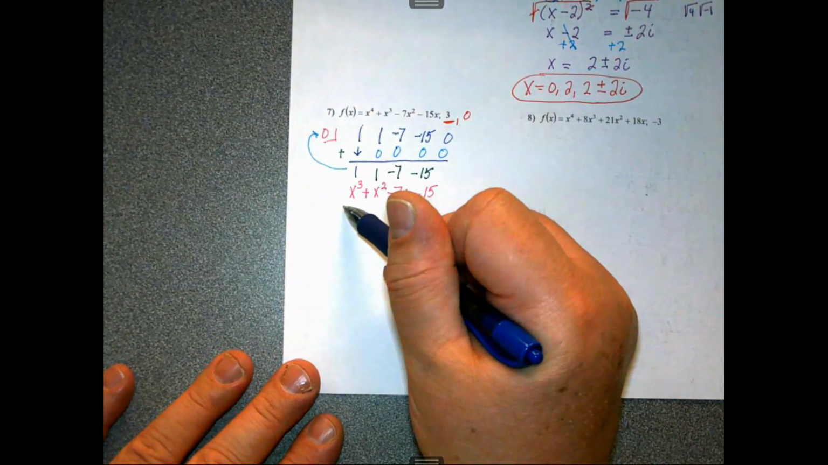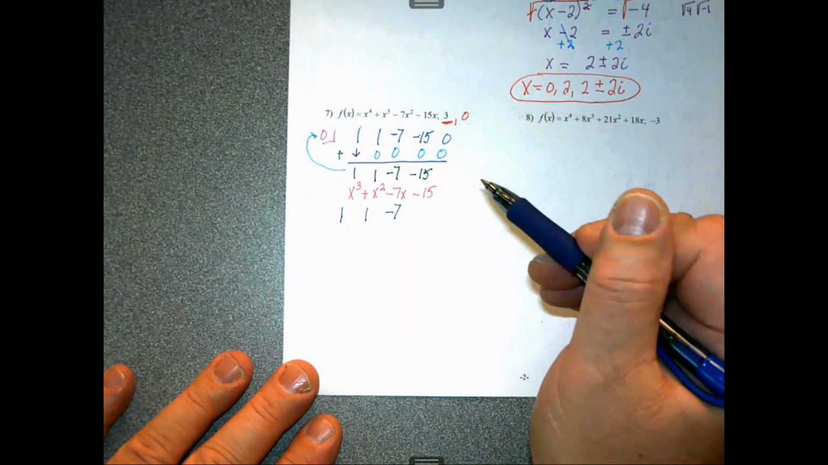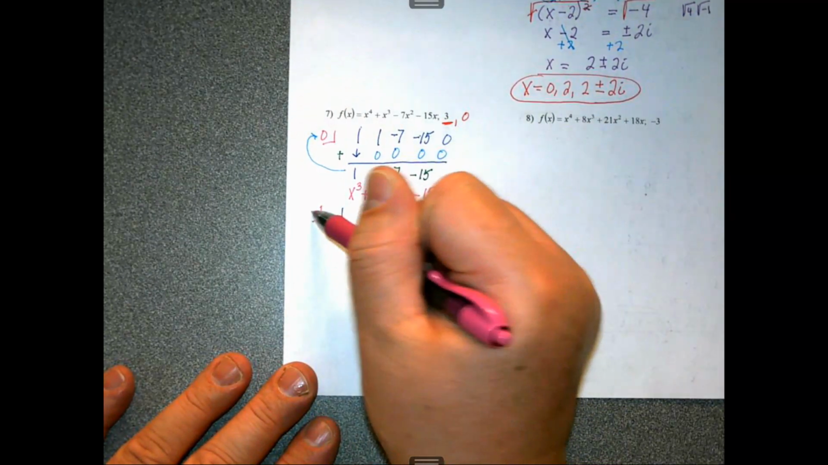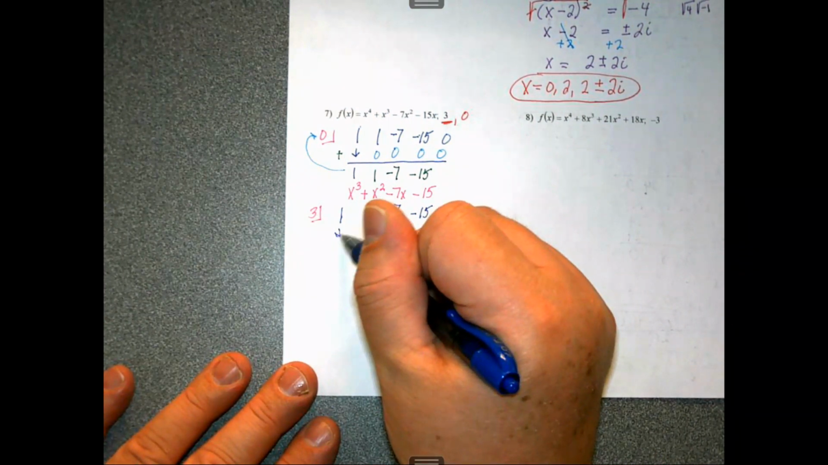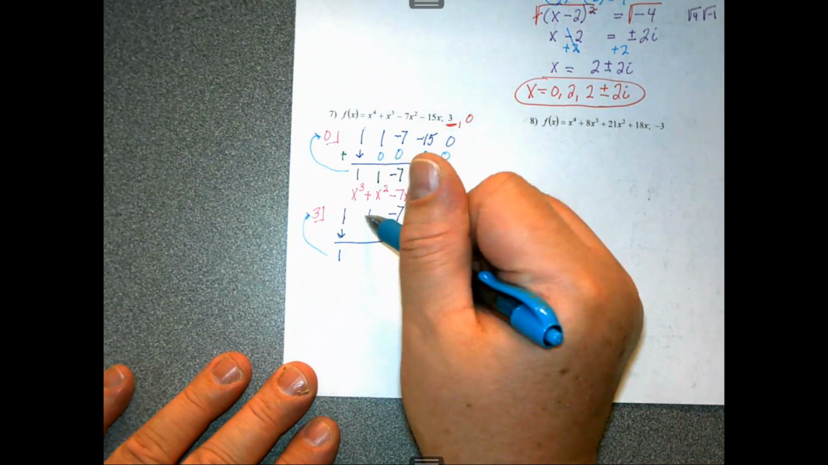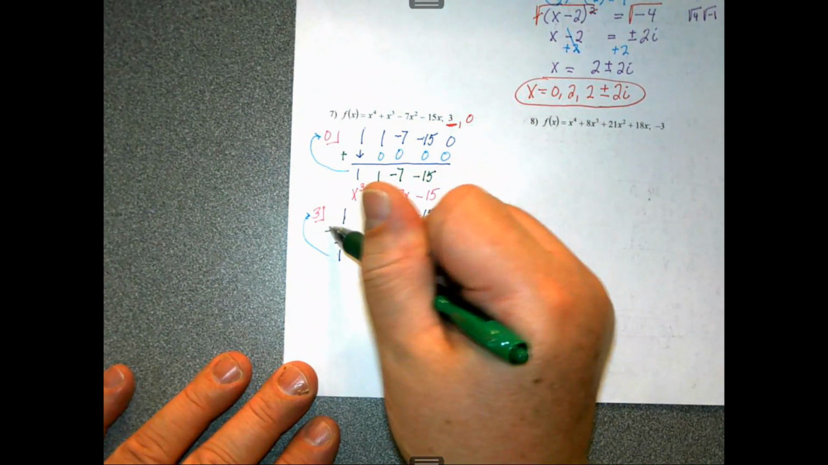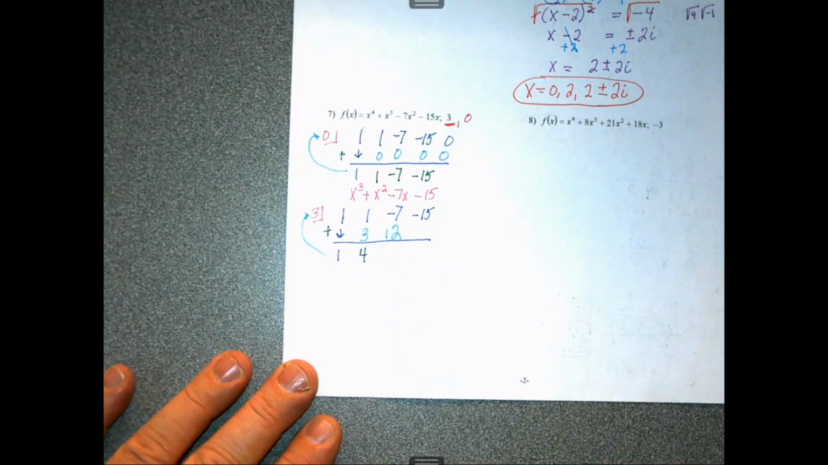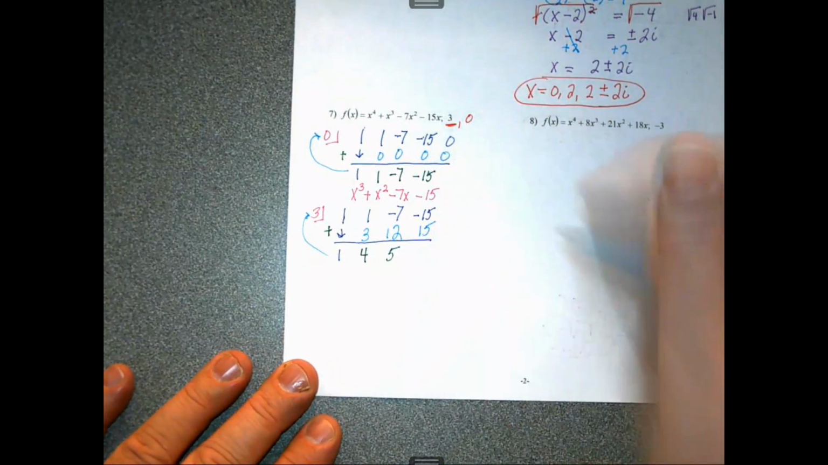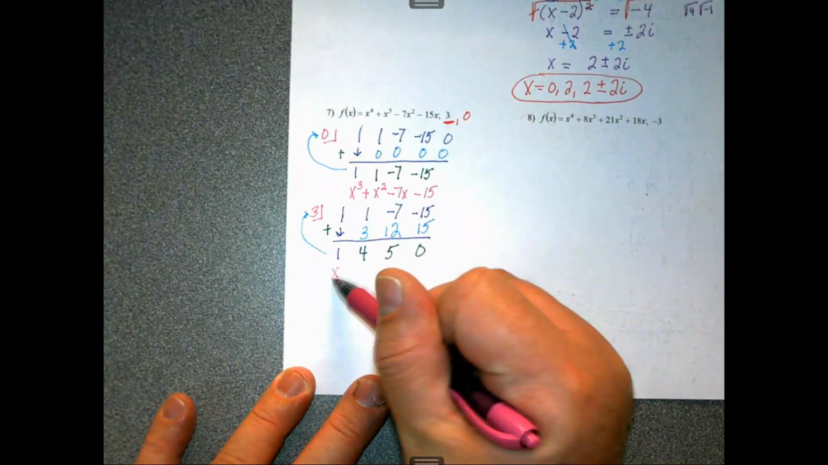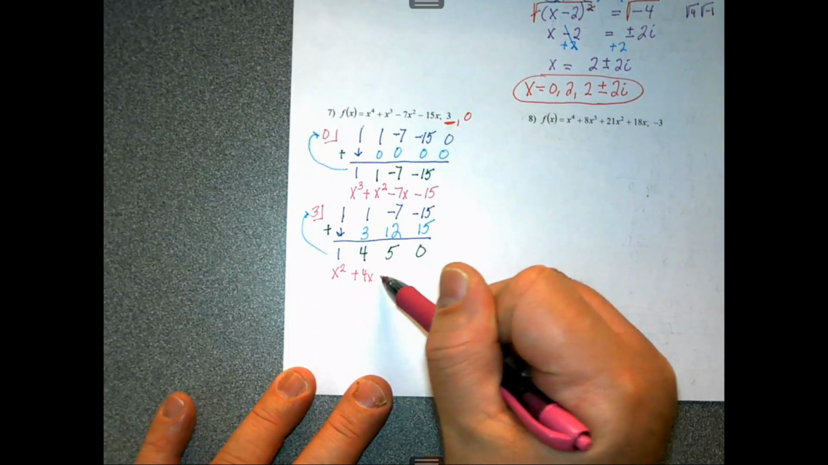Okay, coefficients 1, 1, minus 7, negative 15. This time I have to use the other one, which is 3, the other zero. See, bring down the 1 times 3, 3. 1 plus 3, 4 times 3, 12 minus 7, 5 times 3, 15, and these add up to 0. So I'm finally down to my quadratic: 1x squared plus 4x plus 5.